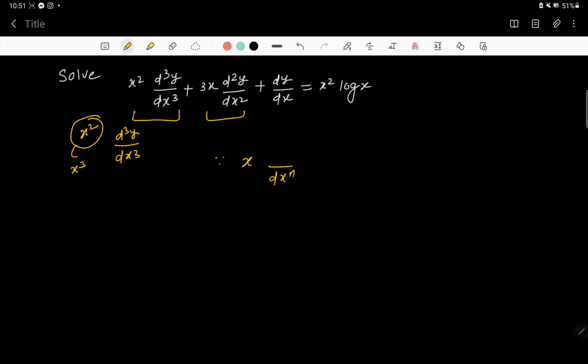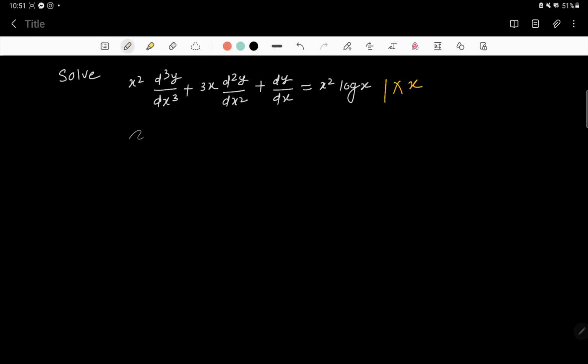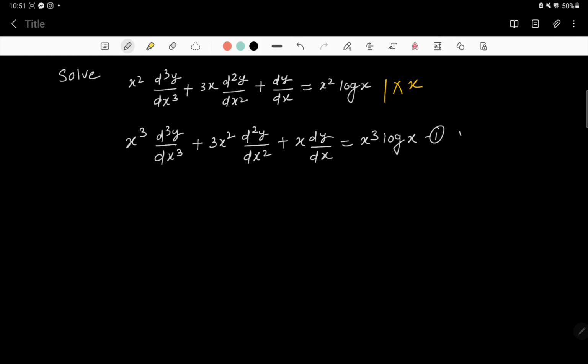If we are not given it in the form of homogeneity, we multiply the whole equation by x, so it will be converted to x^3 d3y/dx^3 plus 3x^2 d2y/dx^2 plus x dy/dx is equal to x^3 log of x. Now this is Cauchy's homogeneous linear equation with variable coefficient.